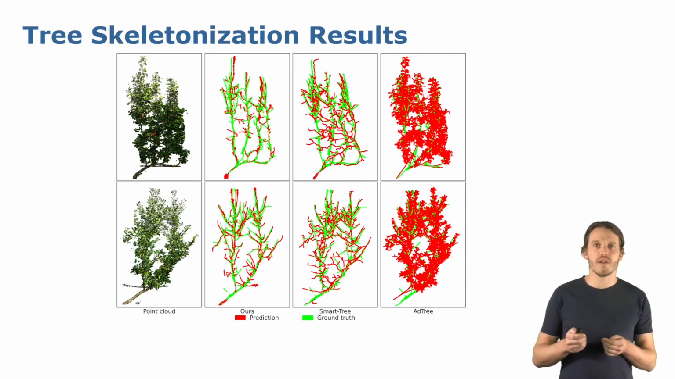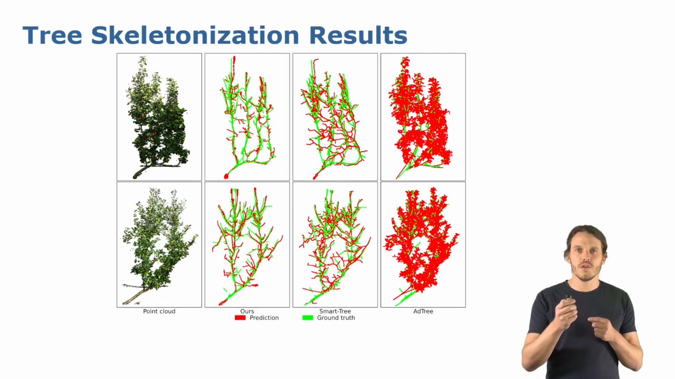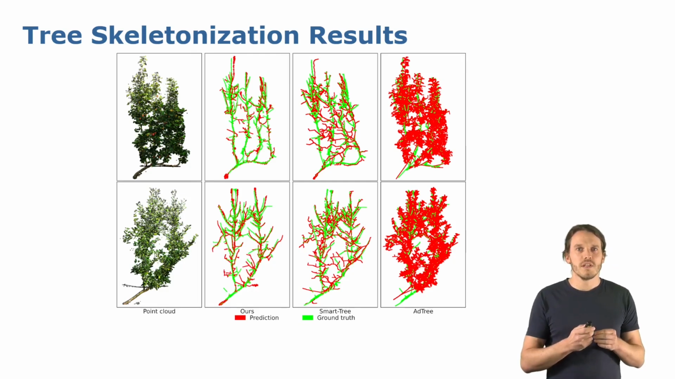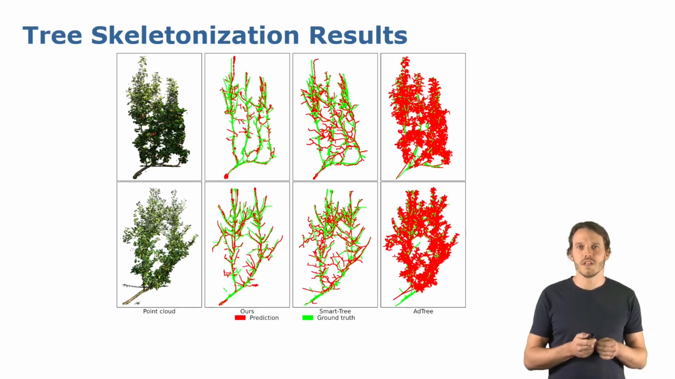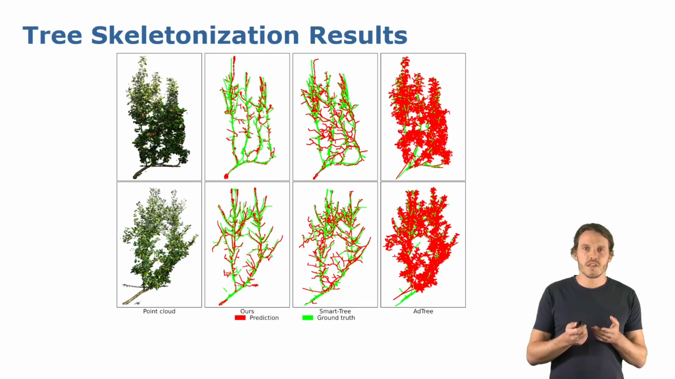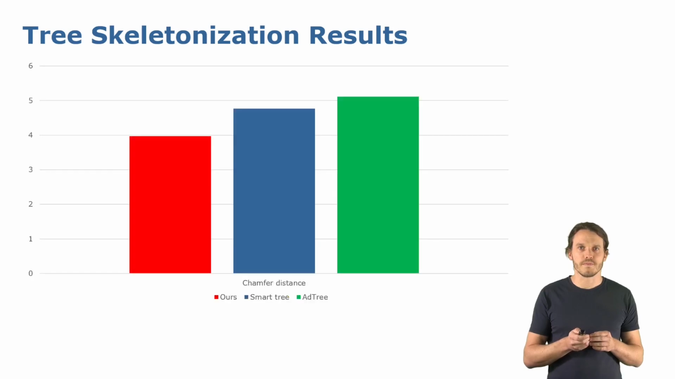We compared our approach to other existing methods to perform tree skeletonization. On the left, you see the input point cloud for two different trees. Then next to them, you see our prediction in red and overlaid with the reference skeleton in green. And then towards the right, you see the prediction of SmartTree, then the prediction of AdTree. You can see that AdTree actually performs quite badly because it fits branches into all leaves as well. SmartTree is less affected by this problem, but still introduces many wrong branches in the result. So the result of our approach is more accurate, and we also verified this in a quantitative evaluation.